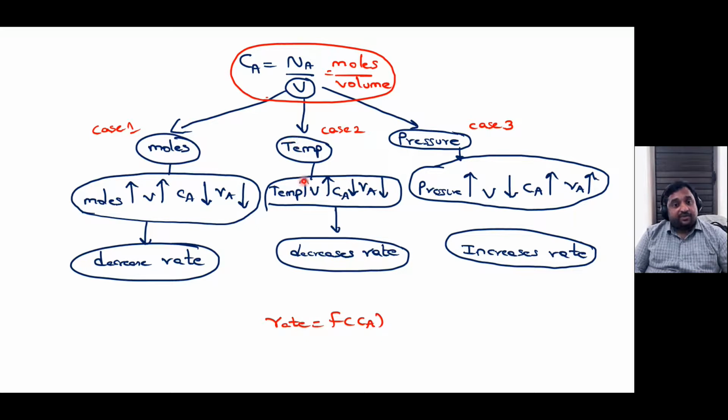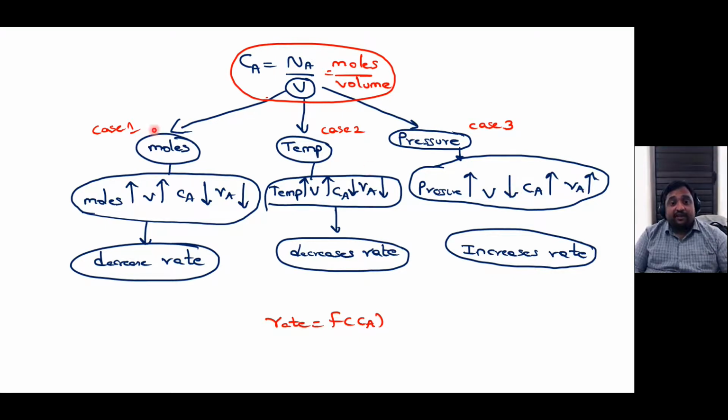And the temperature. If the temperature rises, volume rises. Of course, you can see from the ideal gas law, if you raise the temperature, the volume will rise, in turn reducing the concentration and thereby reducing the rate. What is the effect of total pressure? If I raise the total pressure of the system, the volume will get reduced, thereby increasing the concentration and increasing the rate of a reaction. So the overall effect of moles is decreasing the rate, and temperature will decrease the rate. Pressure, if you raise it, won't decrease the rate. In fact, it increases the rate, because when the pressure rises, the volume will go down, and the rate will be higher.